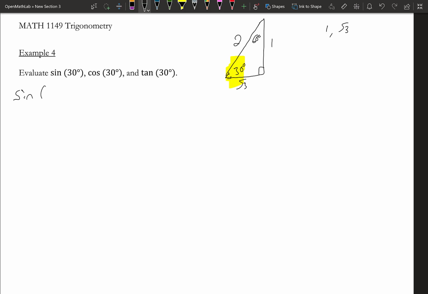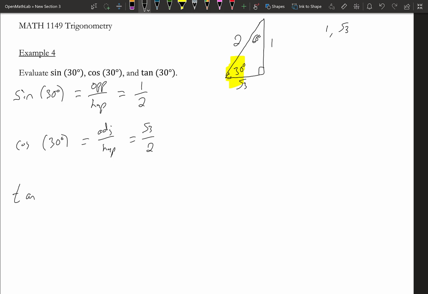So sine of 30 degrees is equal to the opposite over the hypotenuse, from SOHCAHTOA. So this would be 1 over 2, well, 1 half. Cosine of 30 degrees is equal to the adjacent over the hypotenuse, which would be radical 3 over 2, which doesn't have a radical in the denominator, so we don't have to worry about that. And then tangent of 30 degrees is equal to the opposite over the adjacent. So this would be 1 over radical 3.